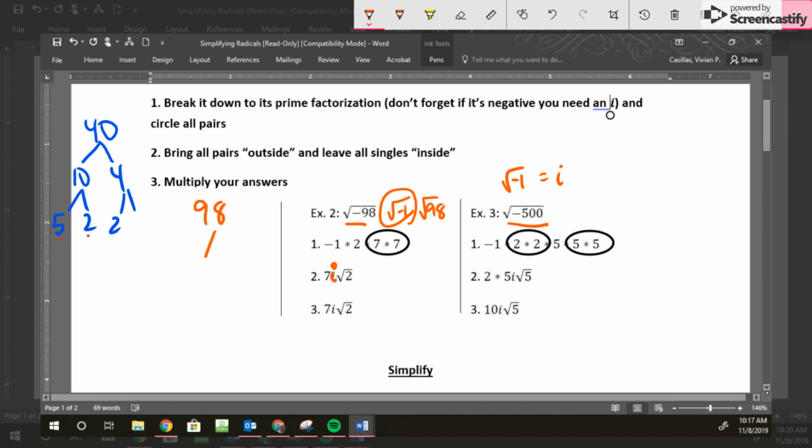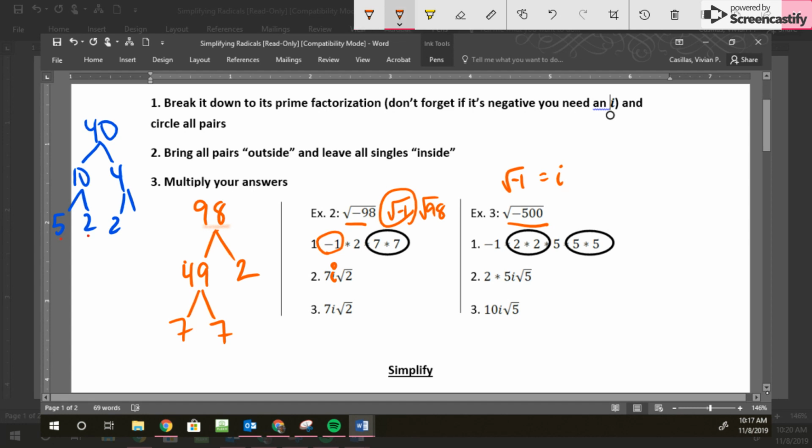98 is, well, it is 49 times 2. The only reason why I knew that is because it's even, and even numbers are divisible by 2. So you can break it up as 49 times 2. 49 is 7 times 7. All right, so I have my prime factors. I have the -1 and then 2, 7, 7. The square root of -1 is i.